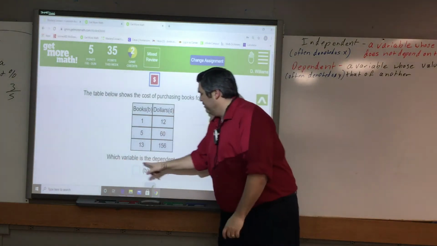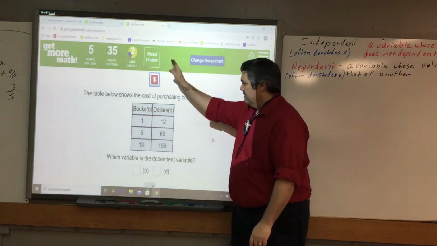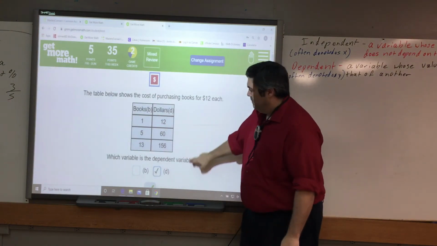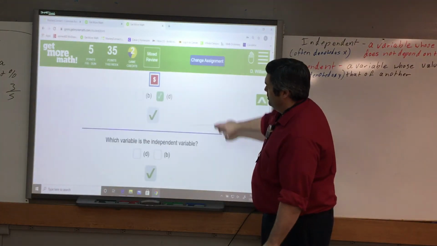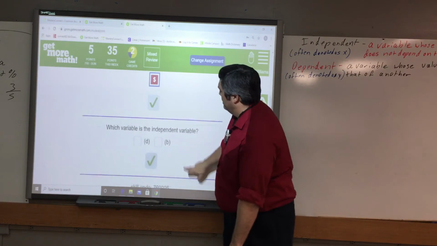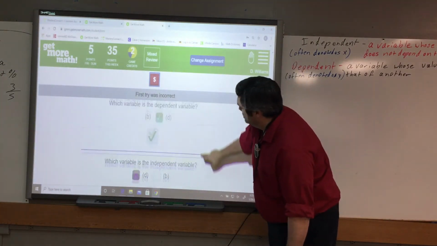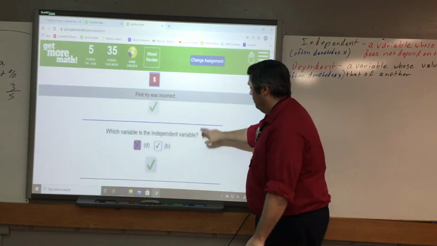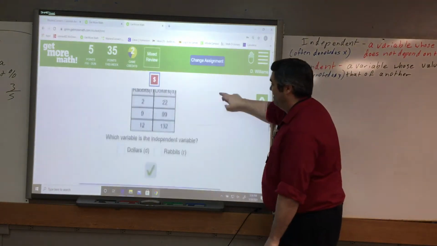Okay? Which variable is the dependent variable? Well, if this is always my independent and this is always my dependent, dollars, D. Oh, do they want my, which variable is the independent variable? And then they come down here and they're asking us to identify. Did I choose the same one? I did, I chose the same one. Watch that, they switch them on you. Be careful. Okay? So, that's what they did there.